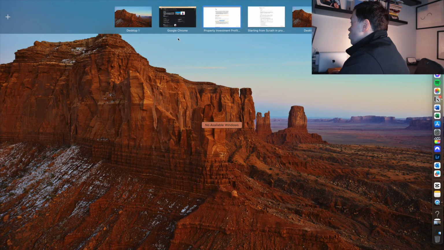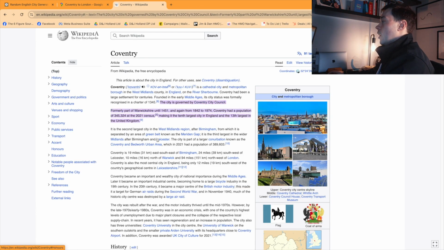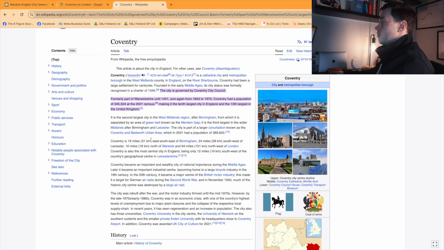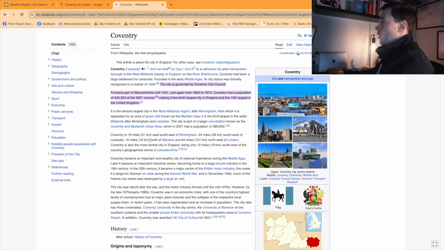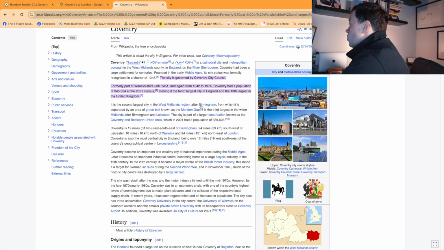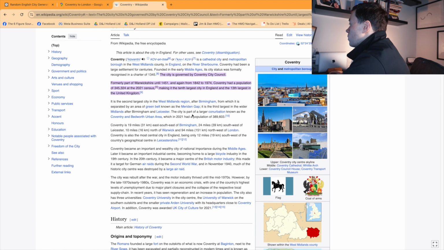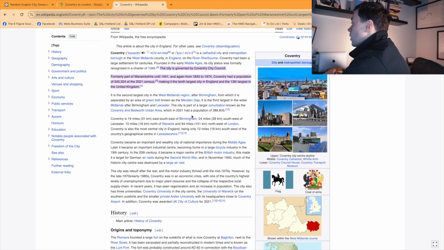What's also worth doing, if you're completely new to an area, is spending 5 minutes reading about it on the Wikipedia page just to understand a little bit about the area and what it's famous for. This will feed into the tourist attractions and investments side of it, but just to set the scene on the area. So second largest city in the West Midlands after Birmingham, which makes sense. It's separated by an area of green belt, and it's the third largest in the wider Midlands after Birmingham and Leicester.